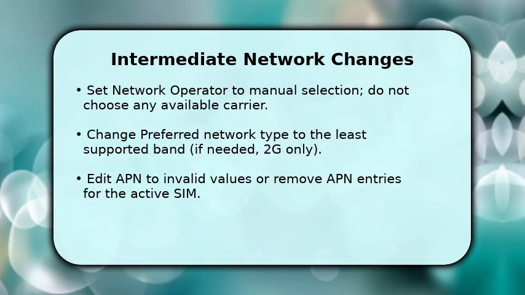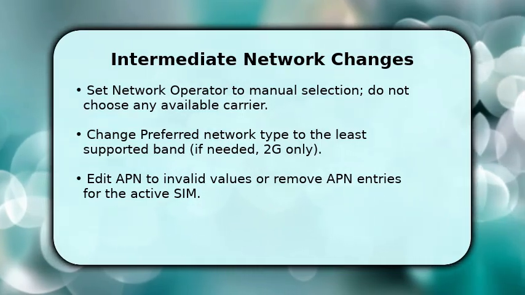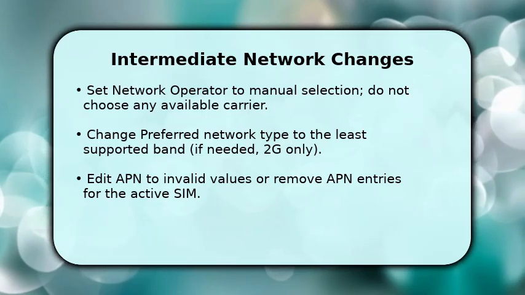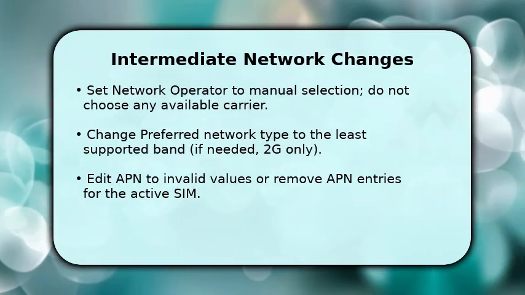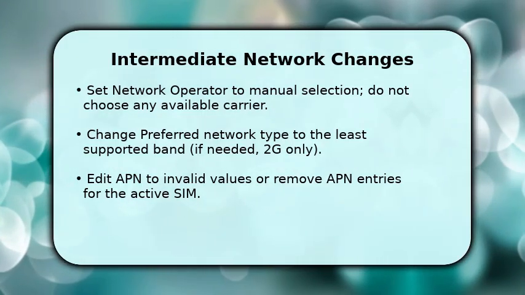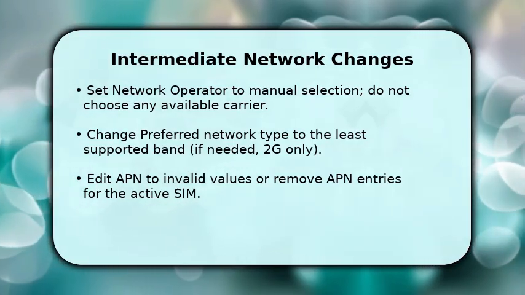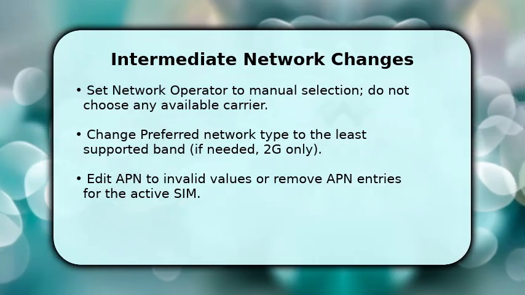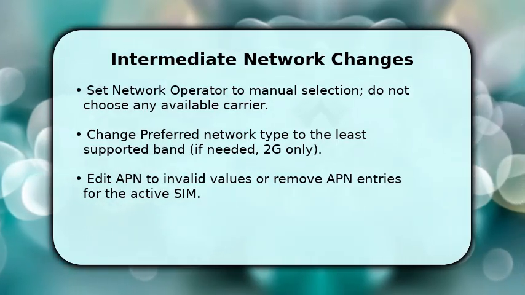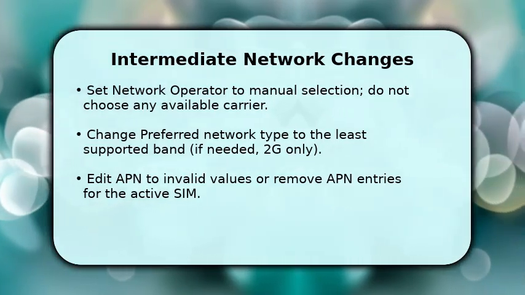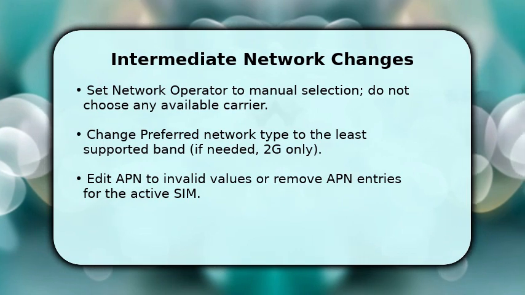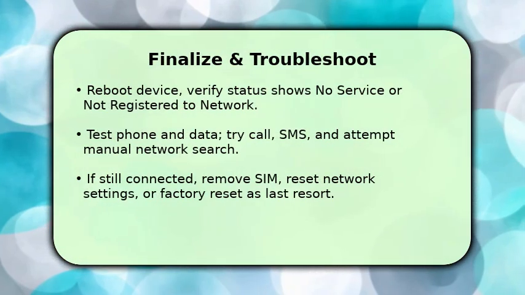Leave it unregistered. Once done, set preferred network type to the least common option like 2G only, which often prevents LTE/3G registration. Then edit the APN for the active SIM. Replace the name or APN host with an obviously invalid string, or remove the APN entirely. This blocks data handshake. You finish by making the state persistent and verifying results.